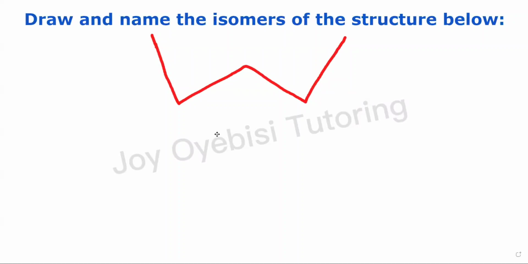Hello, in this video, I'm going to be showing you how to draw and name the isomers of this structure. The first thing is to write out the molecular formula. Isomers are compounds that have the same molecular formula but different structures. So to figure out the molecular formula, we need to know the number of carbons and also hydrogens.